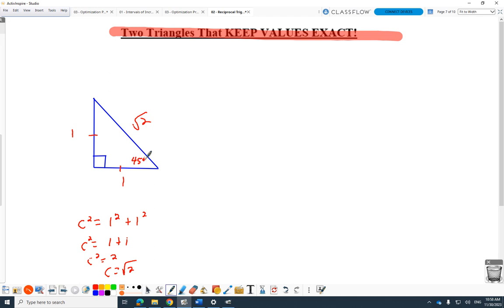That's why this triangle is so special, it's mostly simple. It's about the most simple triangle I can come up with. It's got 1s, it's got 45s. It's got one little weakness: the hypotenuse is root 2.